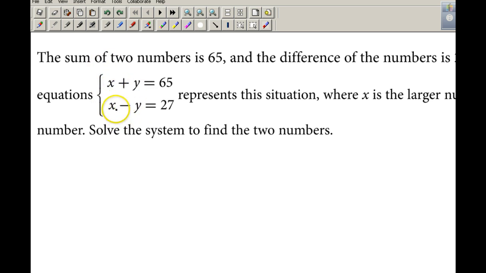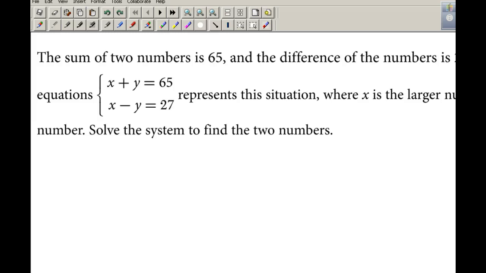Alright, try it out on your own first and see how it goes. Yeah, it's just saying there's 2 numbers. If you add the 2 numbers, they equal 65. If you subtract the same 2 numbers, it's 27. What are the 2 numbers? That's a very basic question.